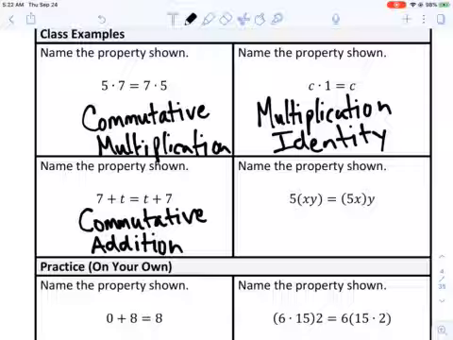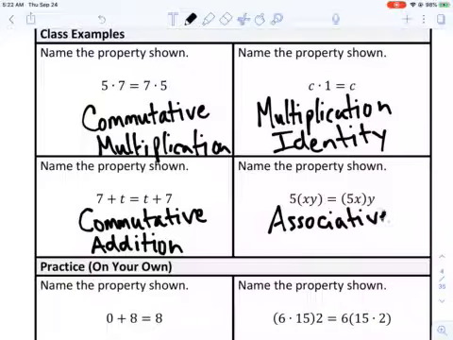And the last one. Do the numbers move? No. Do the parentheses move? Yes. So this is the associative property of multiplication.